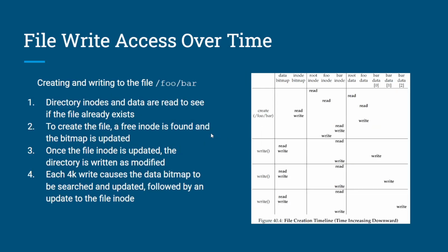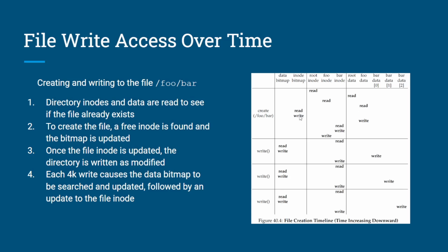So what happens when we write to a file? Well, that becomes even more complicated. Again, we read from the root inode, read the root directory data, which points to the foo inode, and the foo inode points to the foo directory data. And once we've found that, we can go ahead and create an entry within the foo directory.